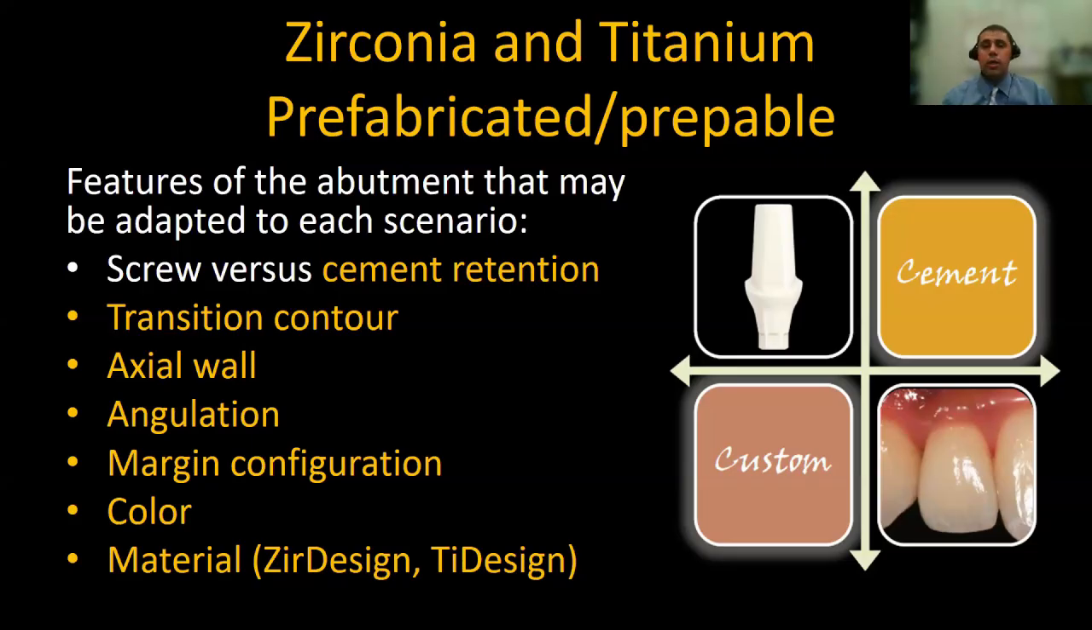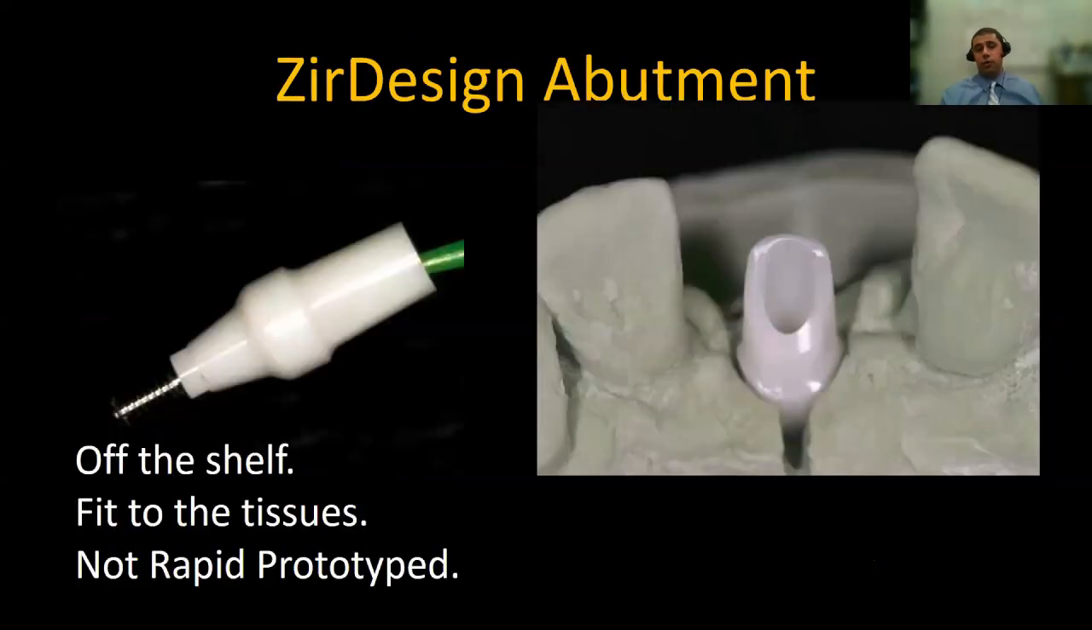Those were more famous, I think, probably about 15 to 20 years ago, before CAD/CAM abutments came along. However, you can utilize them in cement retained restoration. You have very good control on transition contour, the length of the axial wall, and the margin configuration. And you can follow very strict guidelines for these abutments.